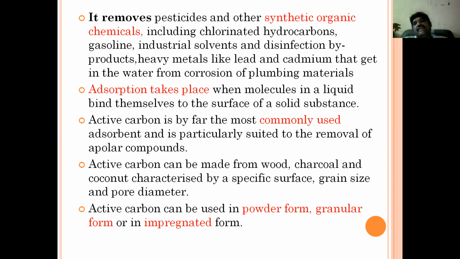See, adsorption takes place when molecules in a liquid bind themselves to the surface of a solid. Why are they trying to bind? Because they have vacancy. Activated carbon is by far the most commonly used adsorbent and is particularly suited to the removal of polar compounds. I told you 3 examples: activated carbon, silica gel, charcoal, and even zeolite can be considered as adsorbents.